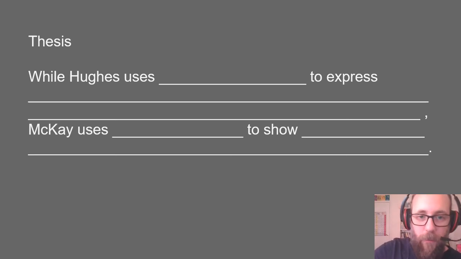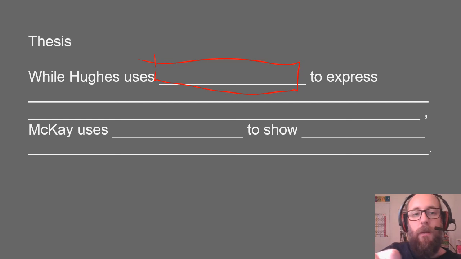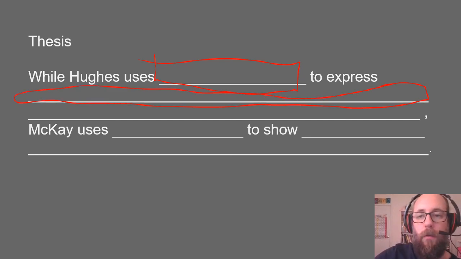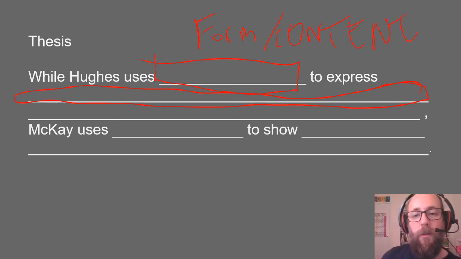What do you think goes in this little box right here? Okay, this one. What goes here? Form or content. While Hughes uses blank to express. What goes here? Is this form or content? Sometimes I just put letters out of order just for the fun of it. Form, content. What goes in what box? Same thing here. Form or content. And here. Form or content.